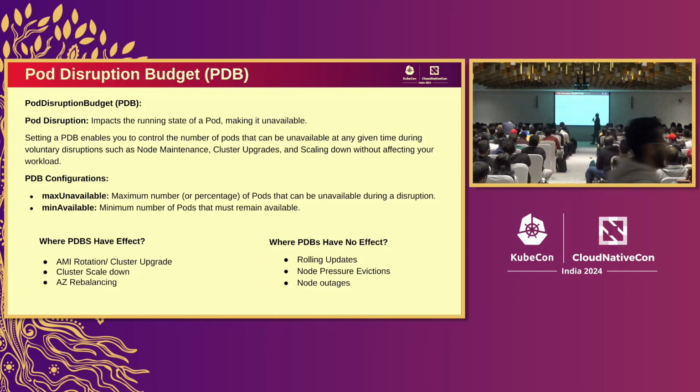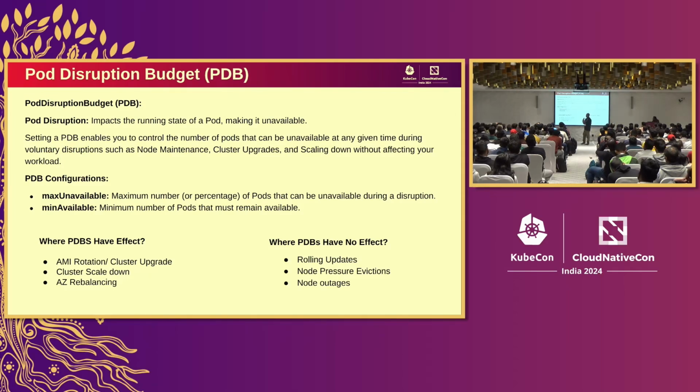Max unavailable gives you the maximum number of pods that can be unavailable at the same time. Min available says that this minimum number of pods should be available. Just to make sure, understand that PDBs will not work on involuntary disruptions like node pressure or some disruptions that are not under our control. These are for voluntary disruptions, that is node maintenance or cluster upgrades.